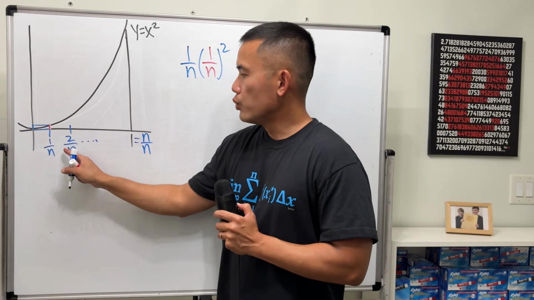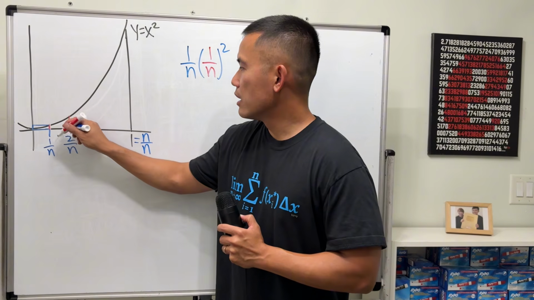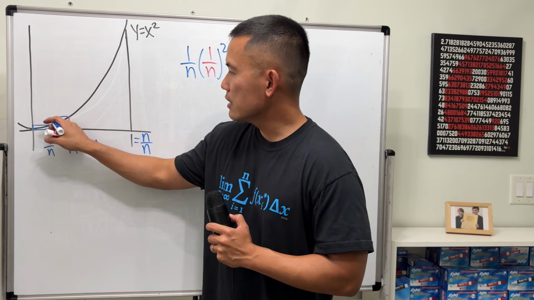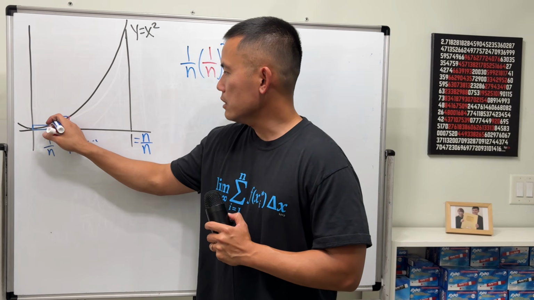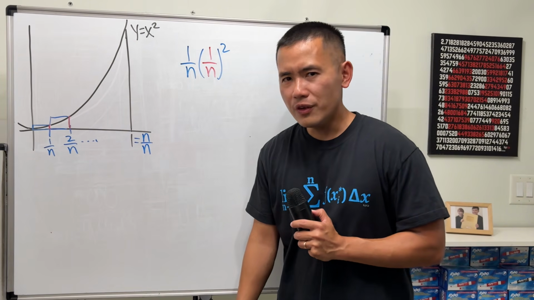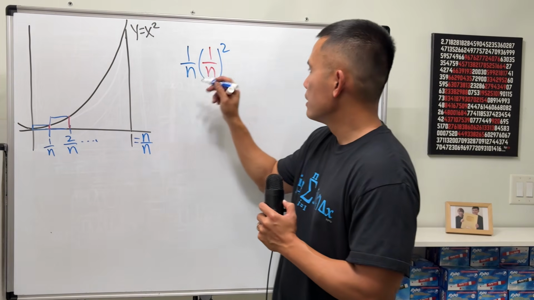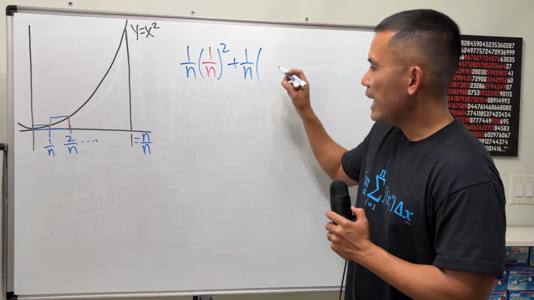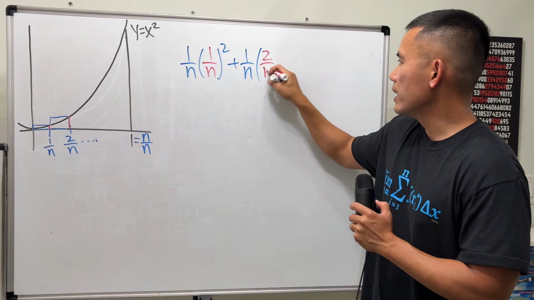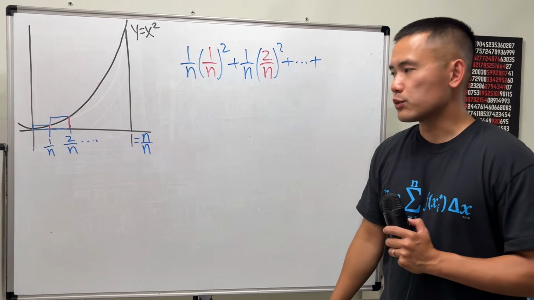For the next one, we'll be using this as the x value. Go up, hit the curve, and then go to the left, but do not go all the way to the y-axis, just the end of this interval here, and then you will have our second rectangle. The area for that is once again the bottom right here is 1 over n. So let's go ahead and add it together with that. And the height is, plugging this into the x, we can get the y. So we have 2 over n squared, and so on, until the very last one.